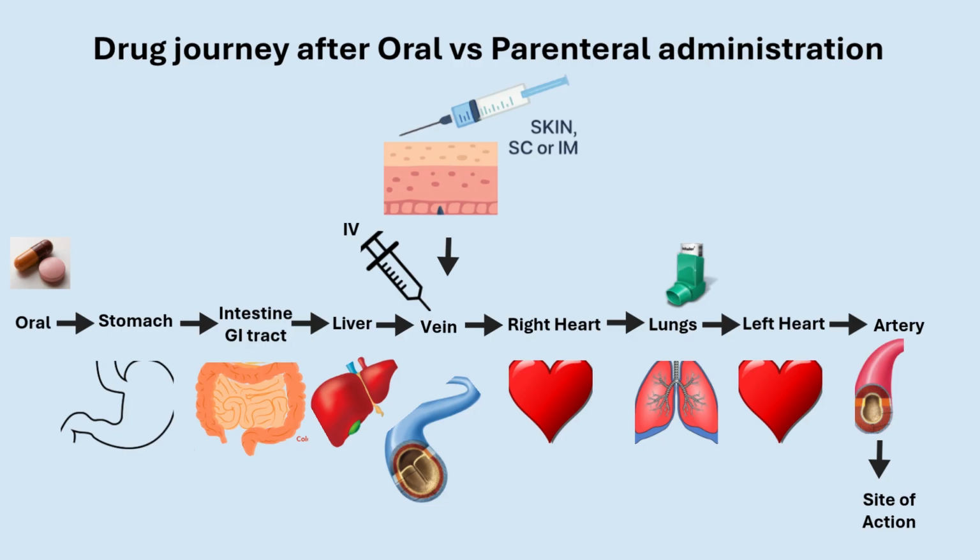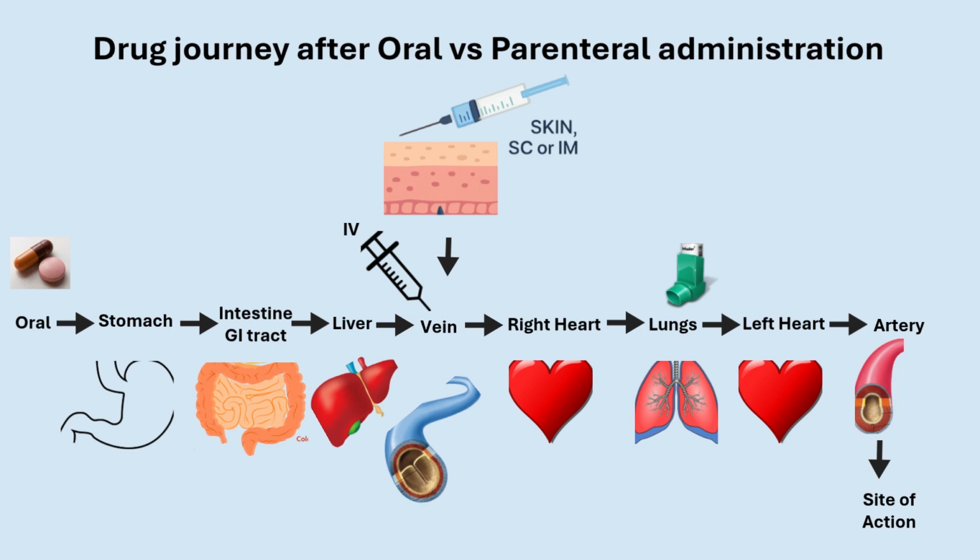After exiting the liver, the drug enters the systemic venous circulation. It goes through the right heart, lungs for oxygenation, and then the left heart, and finally through the arteries it reaches its site of action.